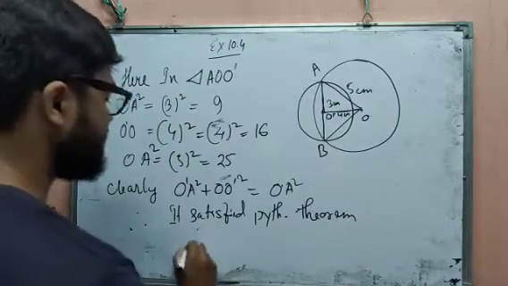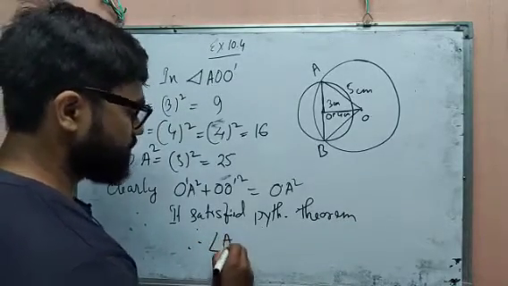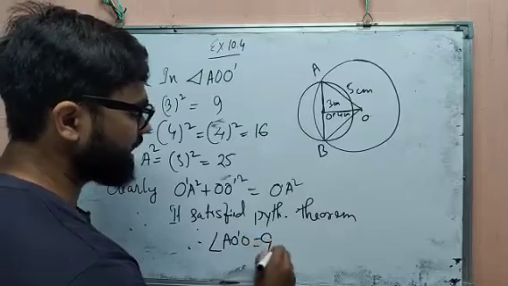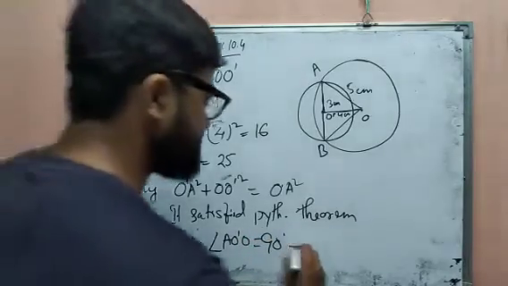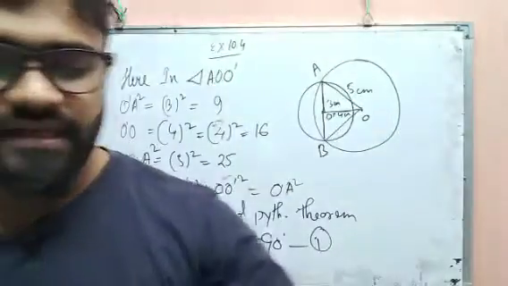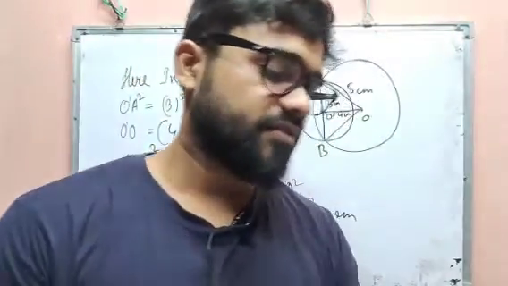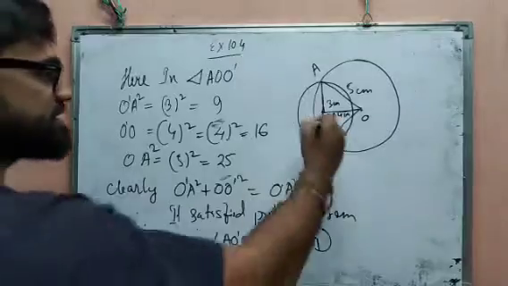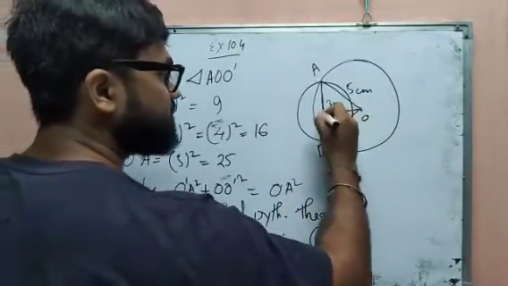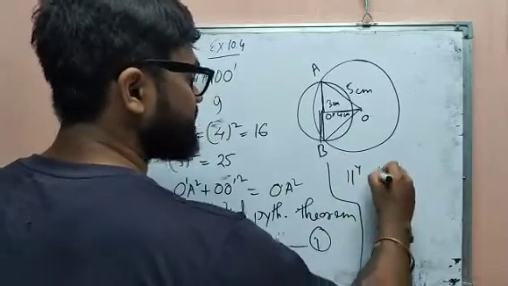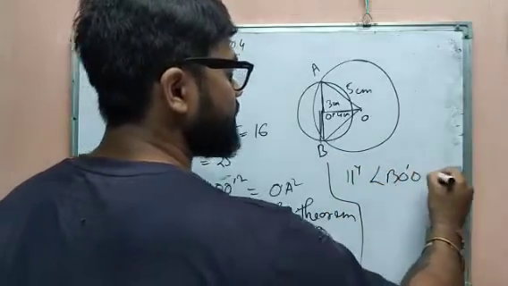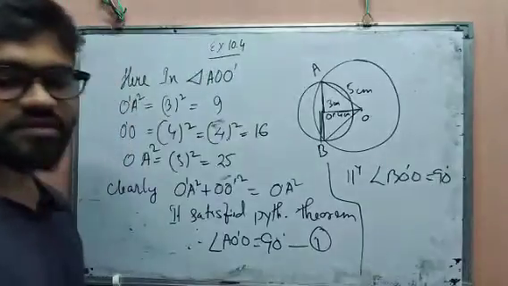That means angle AOO dash equals 90 degrees. Give this equation number 1. Similarly, from the other triangle you can show that angle BOO dash equals 90 degrees. Give this equation number 2.